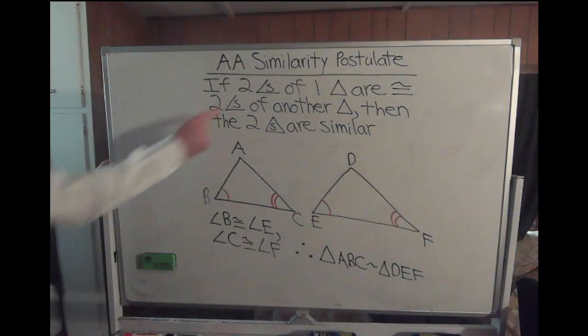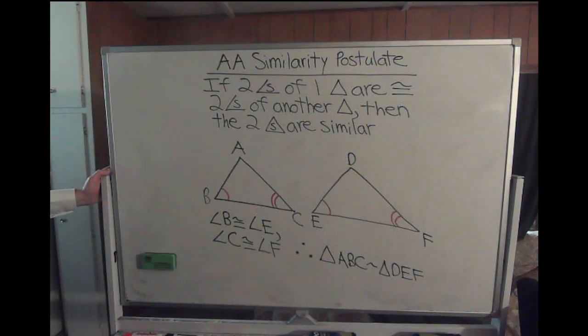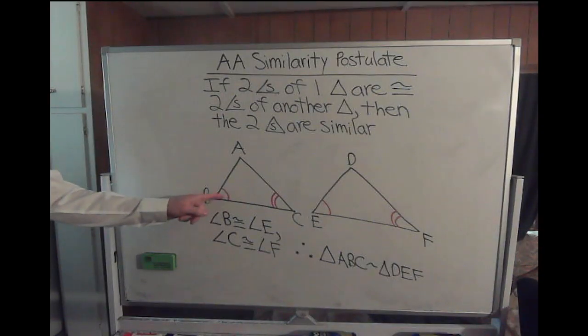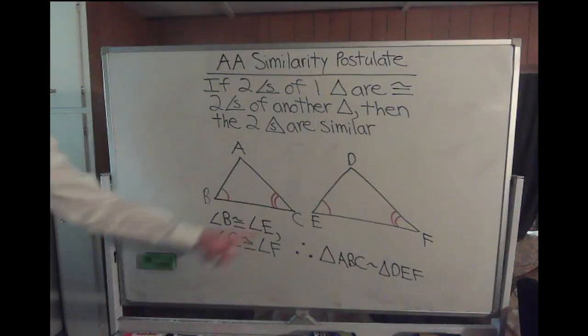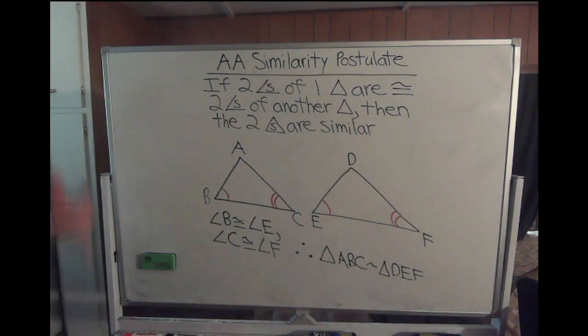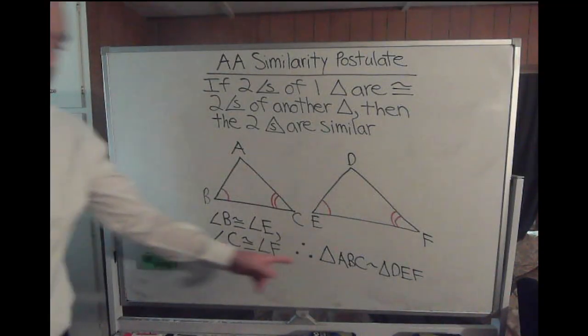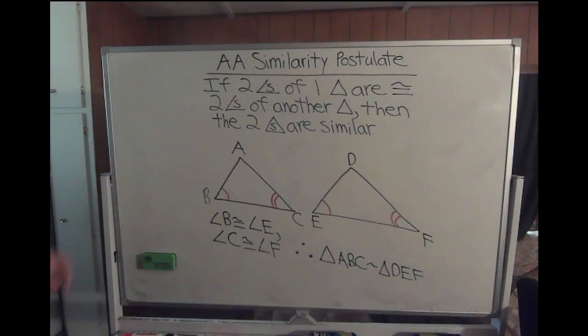And it states that if 2 angles of one triangle are congruent to 2 angles of another triangle, then the 2 triangles are similar. So, to illustrate that here, I have triangles ABC and DEF. Well, in the first triangle, angle B is congruent to angle E of the second triangle, and then angle C is congruent to angle F of the second triangle. By that postulate, we can conclude that triangle ABC is similar to triangle DEF.